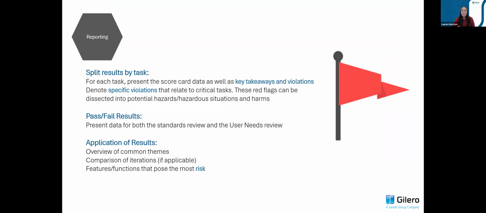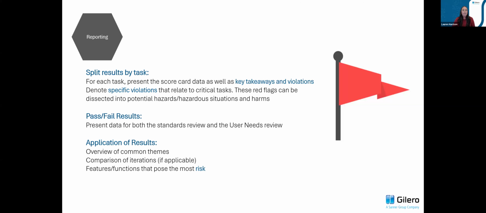I found it beneficial to split my results by task and present each scorecard entry by task. In that way, I can then highlight my key takeaways or my major violations. Those high scoring major violations we call red flags. And these red flags require further analysis and discussion into potential harm, potential HF roadblocks, and any further improvement. So that's where we get into the nitty-gritty of the analysis part.